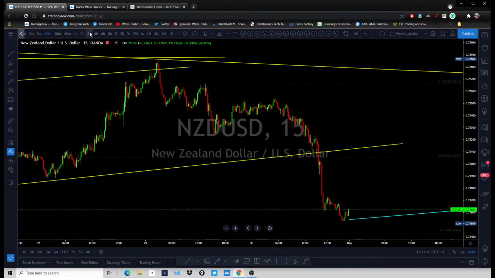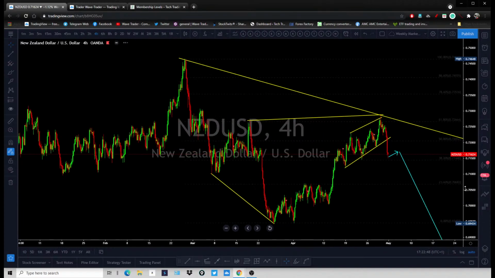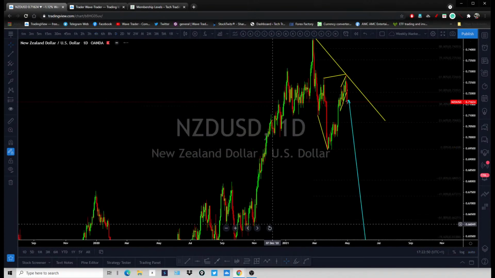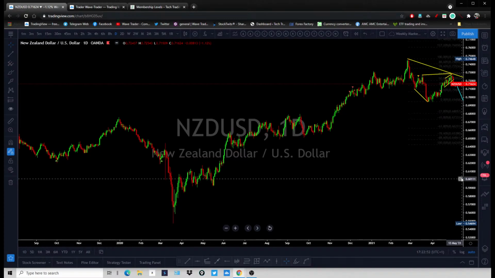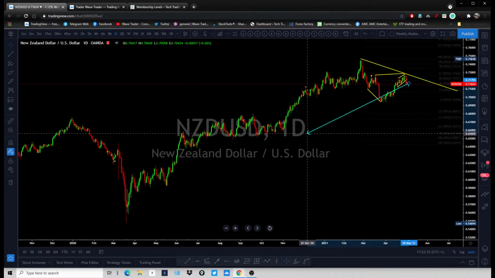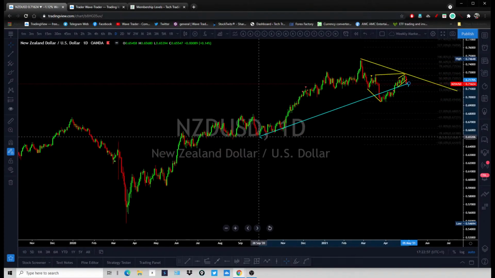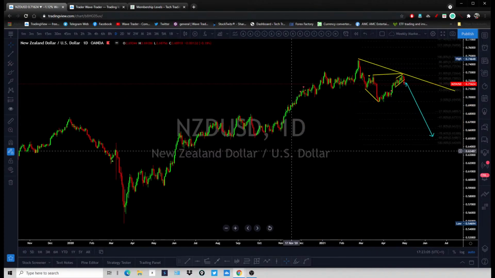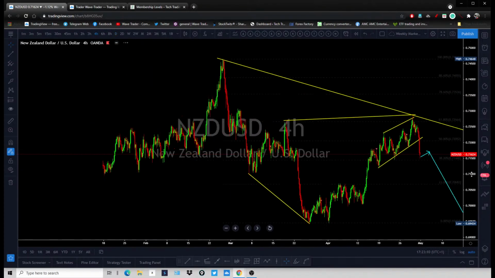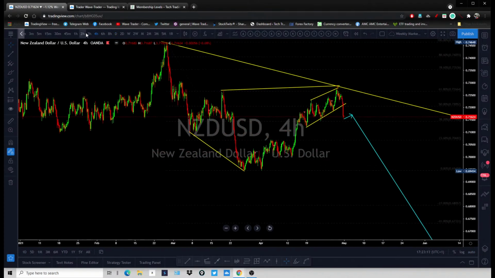Okay, so on the Kiwi, simple analysis. You are looking for this to drop all the way back to these lows, the October lows or September lows. Yes, I have shown you examples on the Australian dollar and CAD. You're looking at that bigger wave.